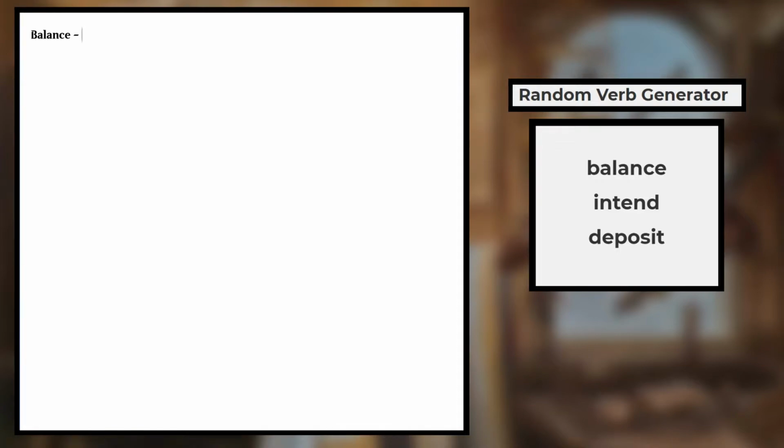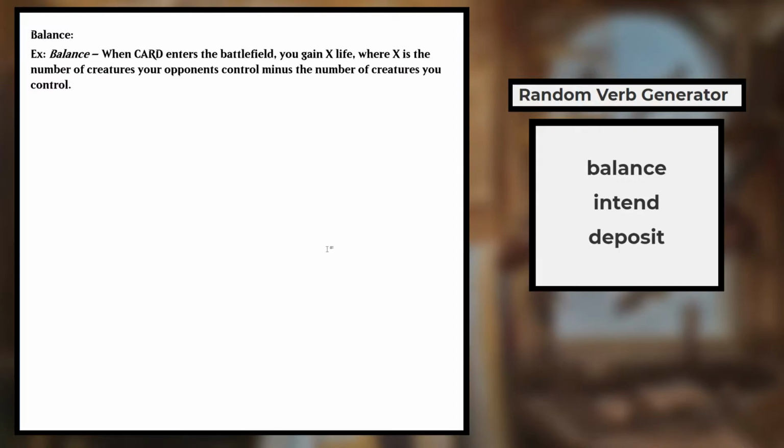So for this one, I think an example will work better. Alright, so here's my first thought on it. So it's balance. When card enters the battlefield, you gain X life, where X is the number of creatures your opponents control minus the number of creatures you control. So that's one idea, right? Why don't I do another one?